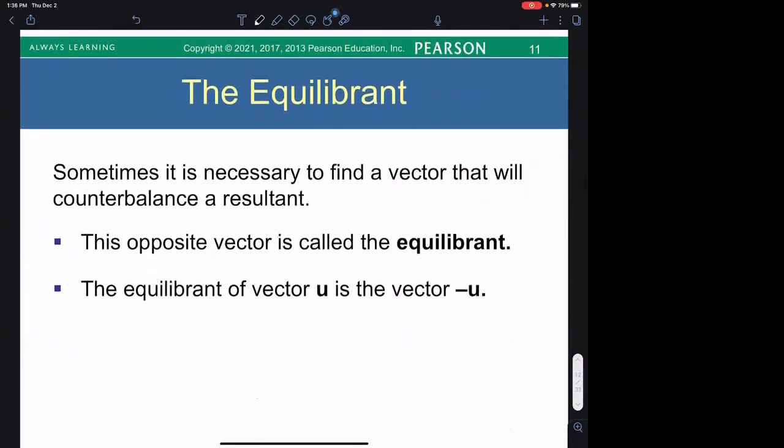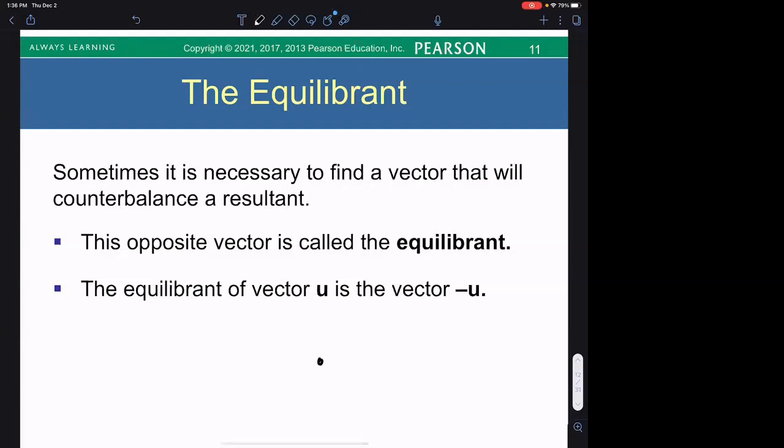So the equilibrant: sometimes it's necessary to find a vector that will counterbalance a resultant. Well, too many vector words, which we don't really use much. Counterbalance: when you add two vectors together, you get an answer. Sometimes we want to find something that counterbalances that. Why is that? Well, because then you counterbalance those two forces.